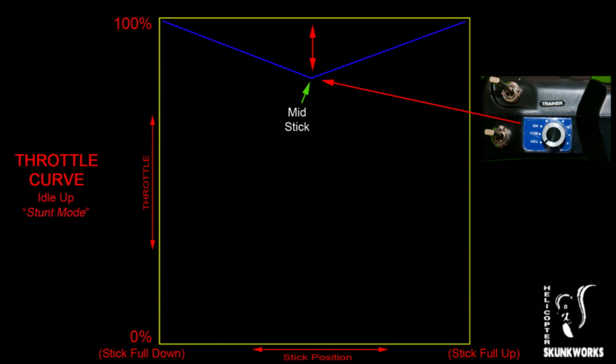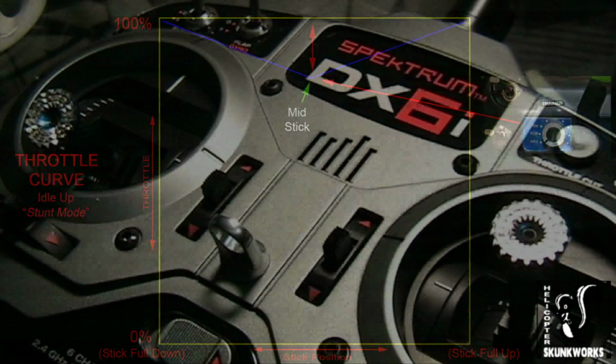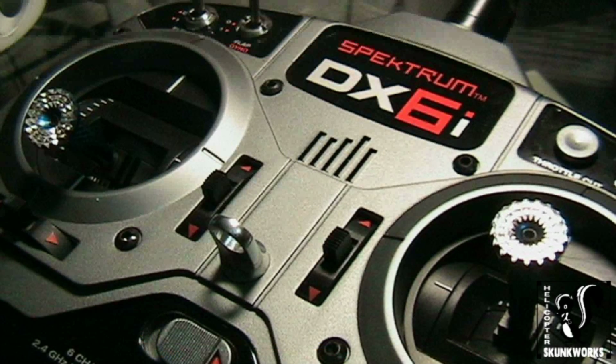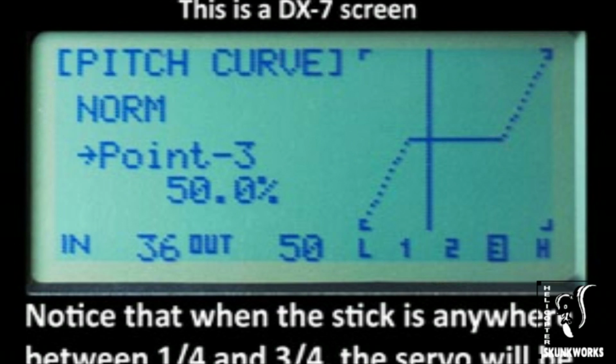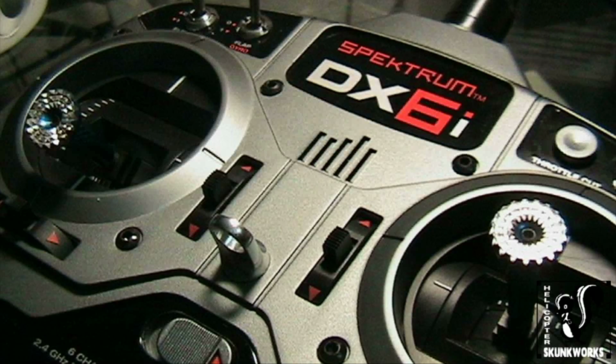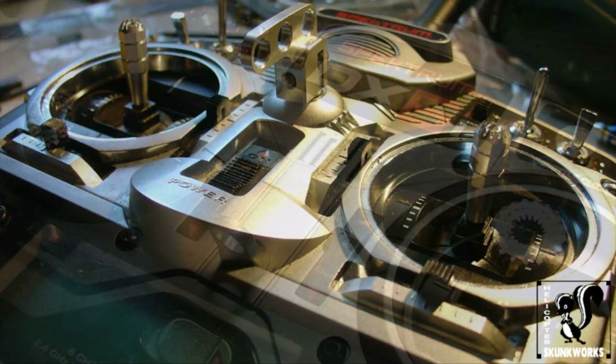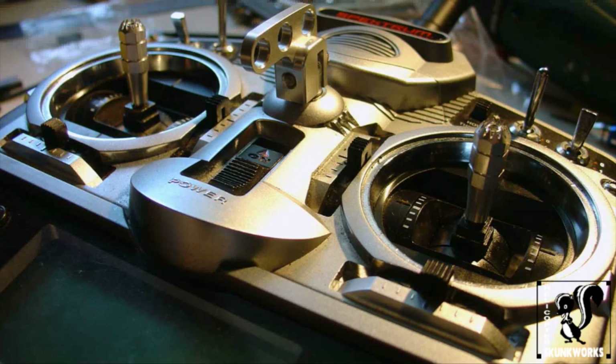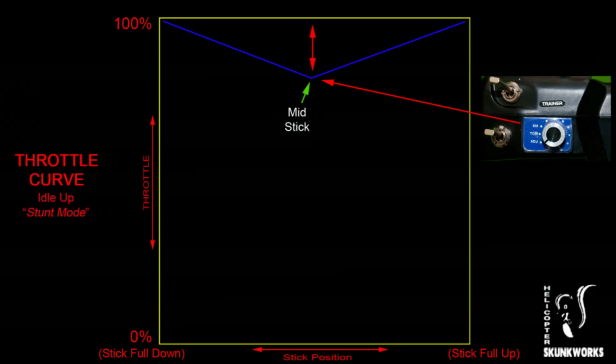And incidentally, guys, if you have a computer radio, a computerized transmitter for your helicopters, you will actually see these graphs on the LCD display of your computer transmitter or radio. And you will be able to set up pitch and throttle curves however you like. Say if you're using the DX6i Spectrum radio or the DX7 or similar radios. So that's the throttle curve.